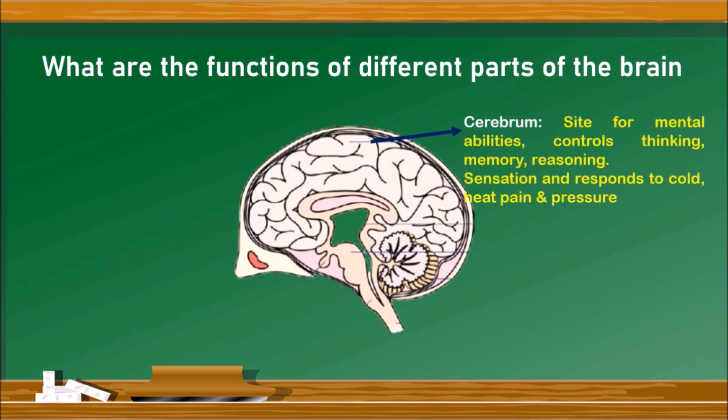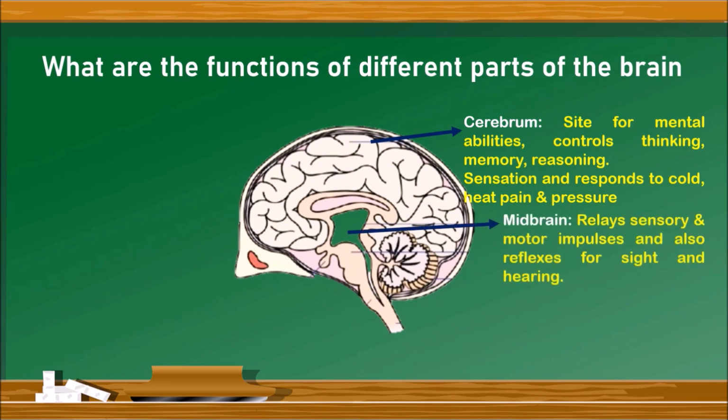The first one is cerebrum or cerebral hemispheres. The cerebrum is divided into two hemispheres. They are called as cerebral hemispheres. It is a site for mental abilities. It controls the thinking, memory, reasoning, perception and almost all the thinking capabilities will be under the control of cerebrum. And also it has sensation and response to the cold, heat, pain, pressure, etc.